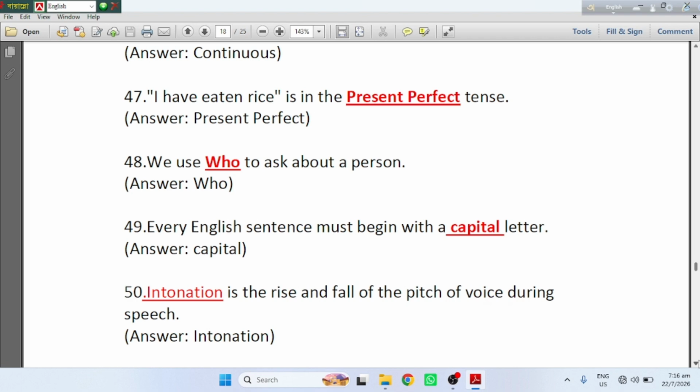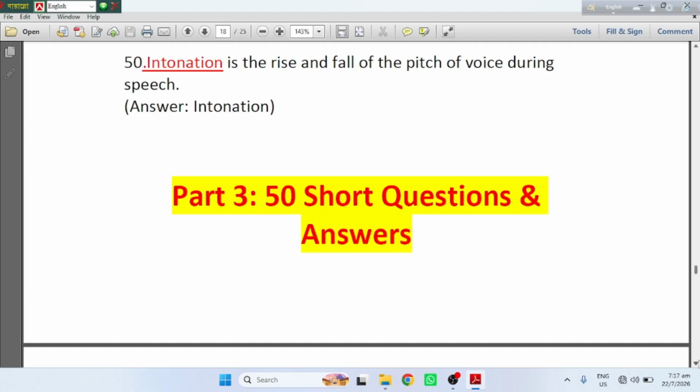Every English sentence must begin with a capital letter. Intonation is the rise and fall of the pitch of voice during speech. 50 short questions and answers.